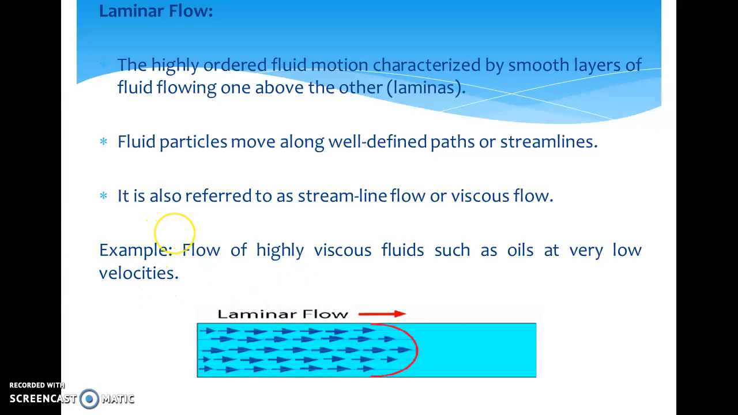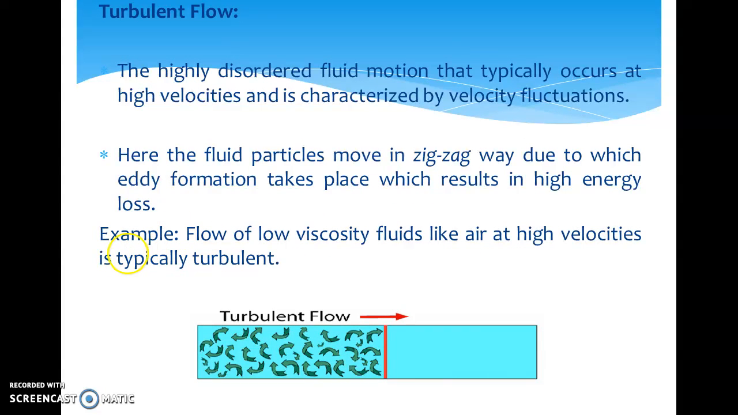An example can be the flow of highly viscous fluids such as oils at very low velocities. As we know, oils have very high viscosity, so when they move at very low velocities, this kind of flow, laminar flow, can be observed. So moving on to the turbulent flow.